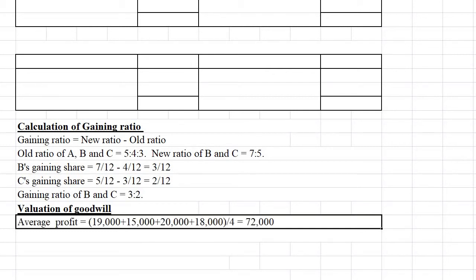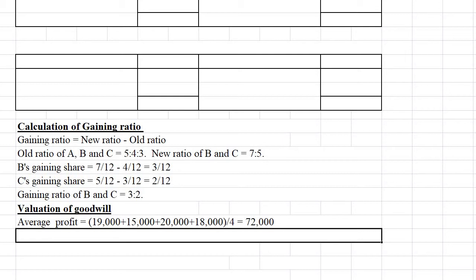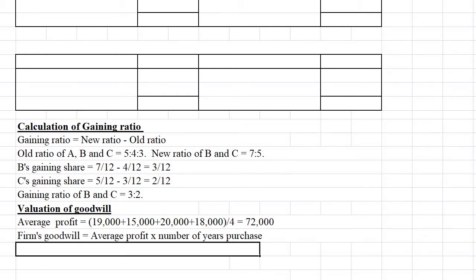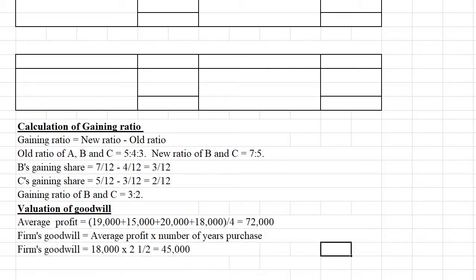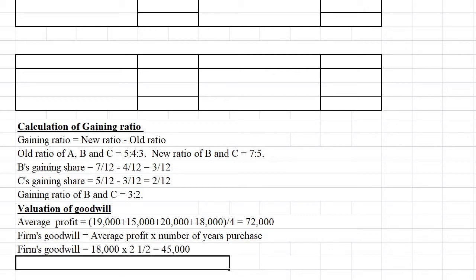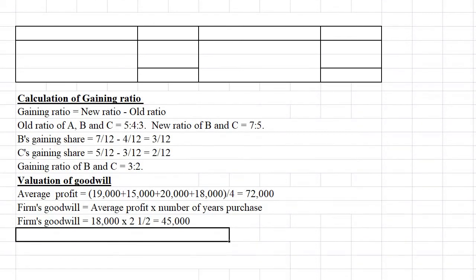Average profit we will get 72,000. That means 4 years profit will be added and that will be divided by 4. So average profit 72,000. Then we have to find out the firm's goodwill. That means average profit into number of years purchase, so that we will get total goodwill. So the total goodwill is equal to average profit into number of years purchase, that is 18,000 into 2.5. That means 45,000 rupees. So that is the firm's goodwill.